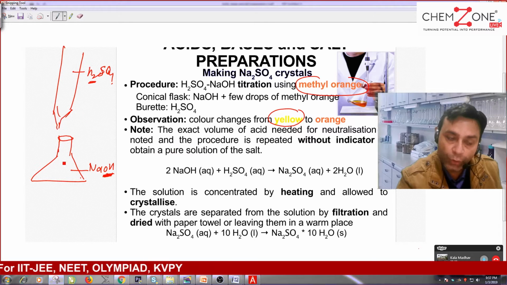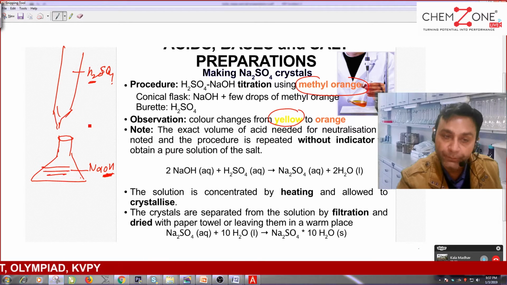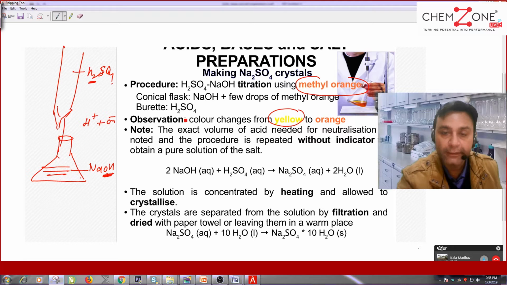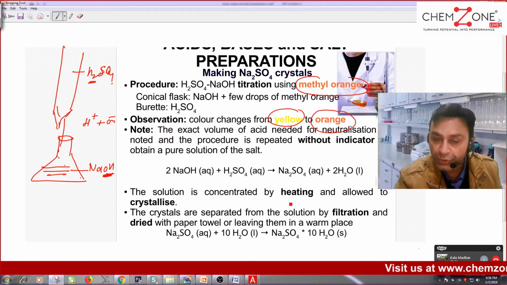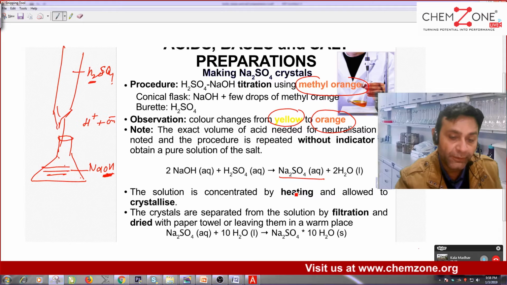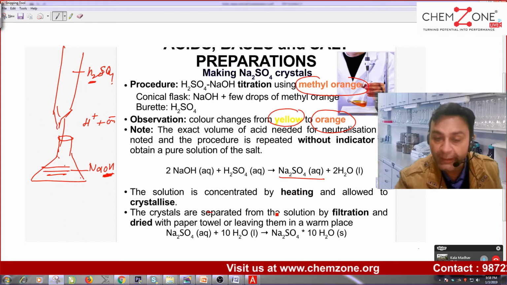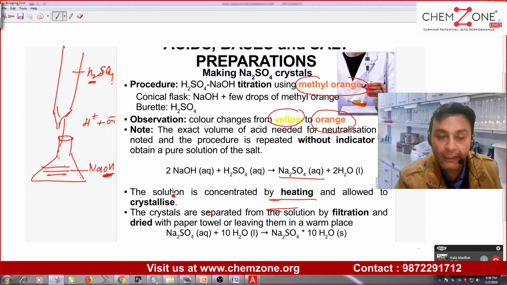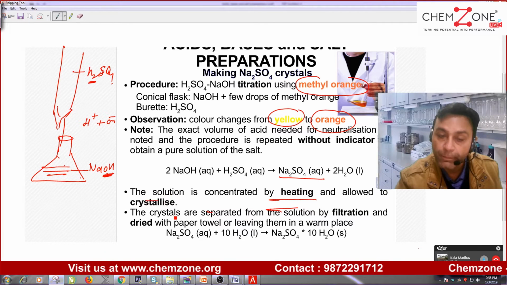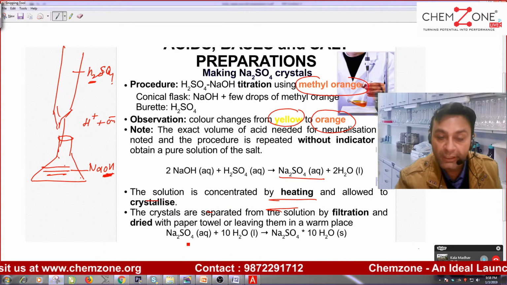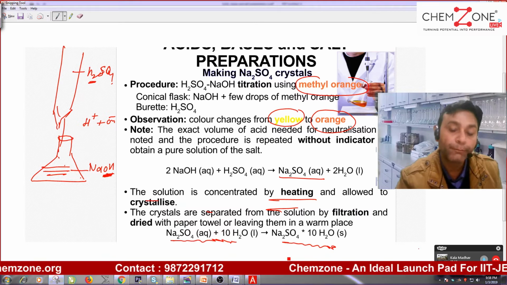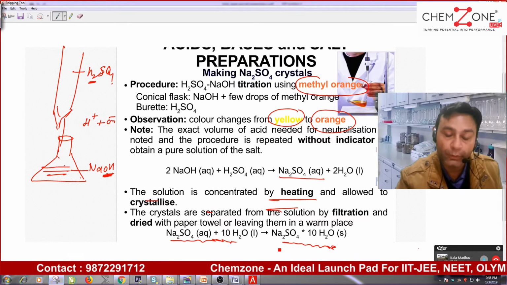Suddenly, one drop will completely neutralize the NaOH. Then the H positive ions will be neutralized by the OH ions. The extra drop will make it acidic, and then it turns orange, which means the complete base is neutralized by the acid. We get the solution of sodium sulfate. This solution is concentrated by heating and then allowed to crystallize. After crystallizing, we get the crystals of hydrated sodium sulfate.